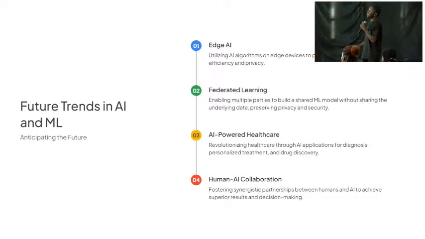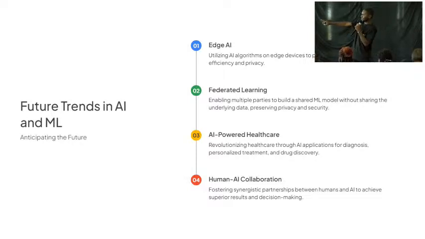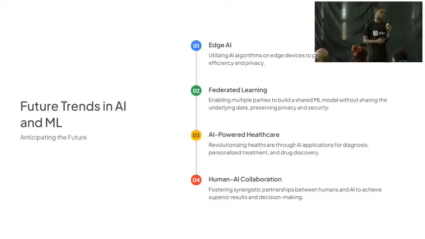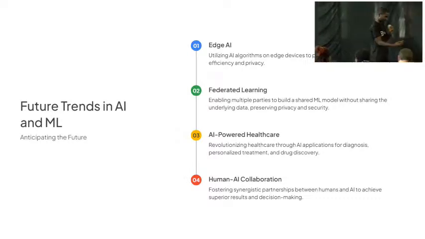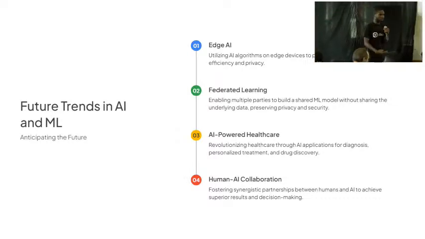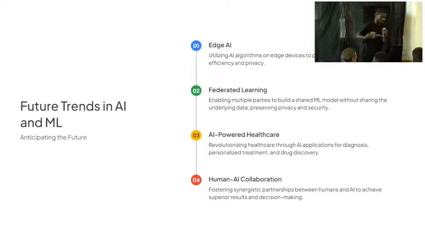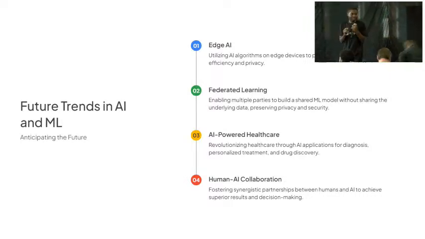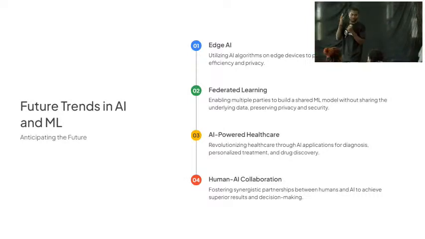Do you get that statement over there? Enabling multiple parties to build a shared machine learning model without sharing the underlying data, preserving privacy and security. More like you and I can collaborate on a sample project, but I won't see your data and you won't see my data, but we can still collaborate. It's kind of tricky, like I said, but in the future we will see those things.